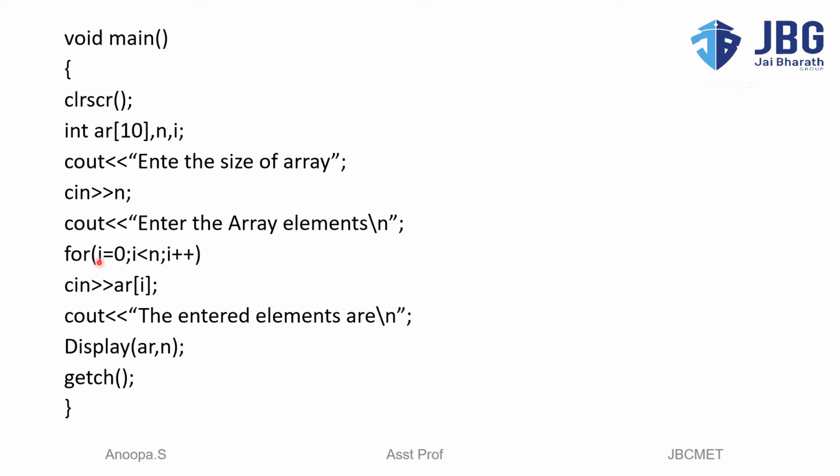This is our main function which calls the previous function. So clear screen, I've declared an array of 10, n. I enter the size of the array n, then enter the array elements. For i equals 0, i less than n, i plus plus, I have read the array elements. Now for displaying the elements, I am using the function display, and I am passing the array as well as the number. So I will get the output as the number of elements that I have entered.